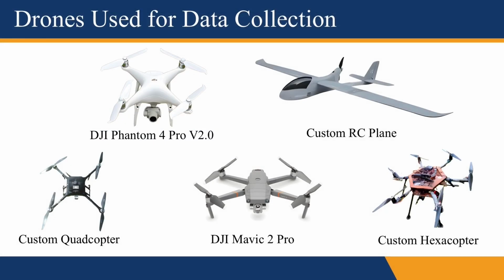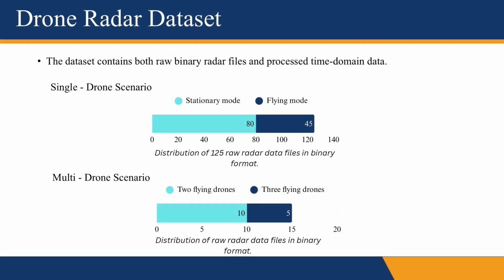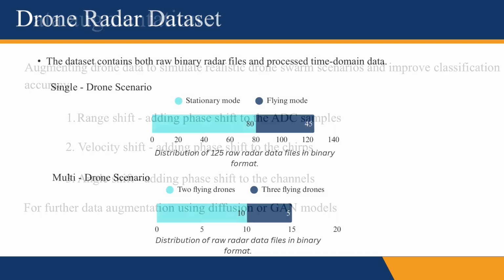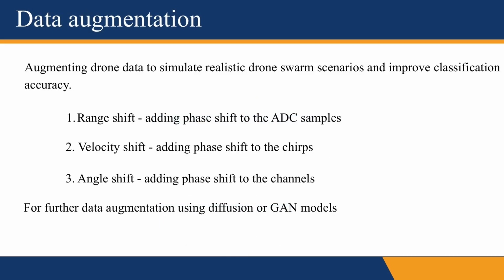As shown here, we used several types of drones for data collection. Using the collected data, we created a drone radar dataset. It consists of data from 125 single drone capture sessions and 15 drone swarm sessions, covering a variety of motion patterns and interactions. To create the drone swarm dataset, we applied data augmentation techniques for the collected data.